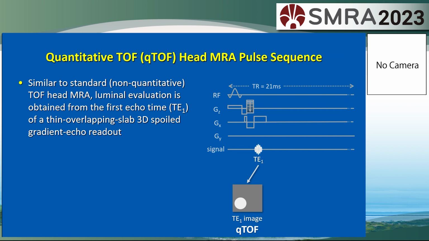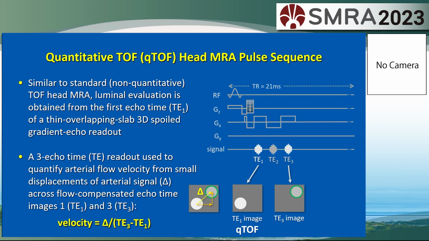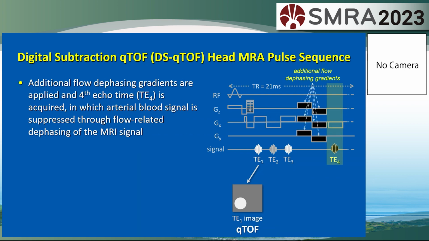It's very similar to standard time of flight head MRA, where luminal evaluation is obtained from the first echo time of a thin overlapping slab, 3D spoiled gradient echo readout. We do acquire multiple echoes, in particular a 3 echo time readout is used, where we can quantify arterial flow velocity from small displacements of arterial signal across acquired echo times here, and simple velocity is just distance over time, and this is done using a computer vision-based algorithm.